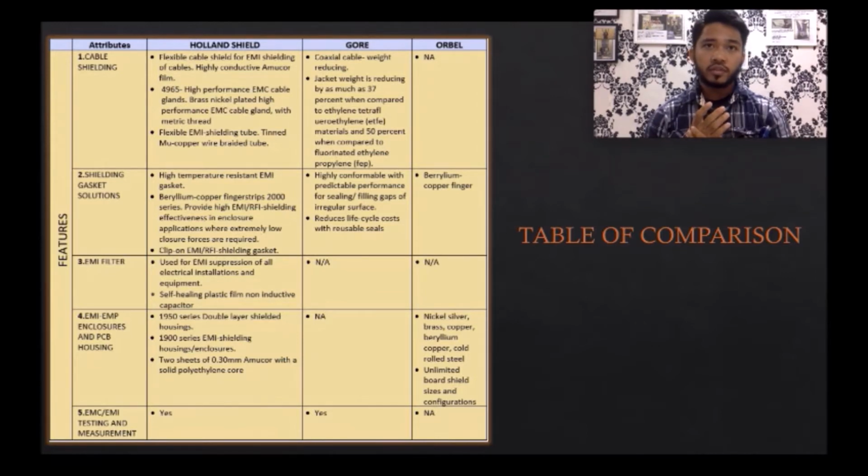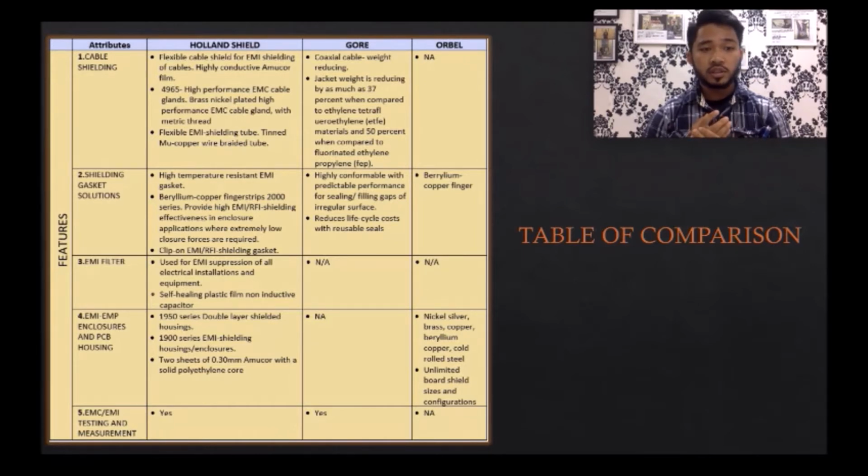For second attribute of the features is shielding gasket solution. For Holland shield, the gasket can withstand high temperature. It uses beryllium copper fingertip, which has the characteristic of corrosion resistant, and it keeps its strength for low temperature. While Gore company use the material for gasket, which is highly comfortable when do sealing or filling gap of irregular space or surface. Whereas for Orbel, they also use beryllium copper fingertip as Holland shield company.